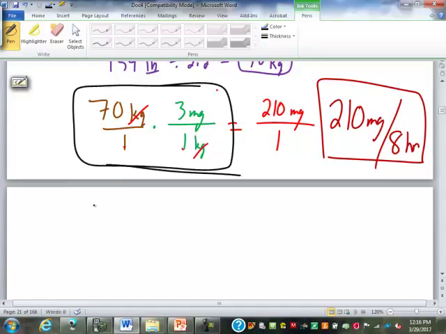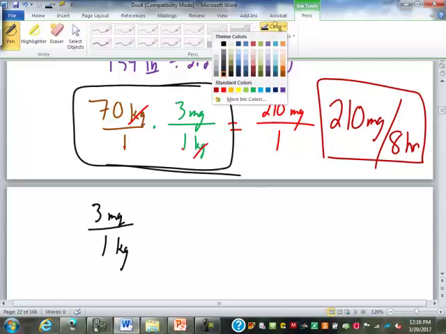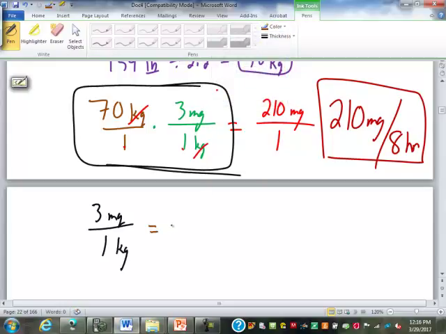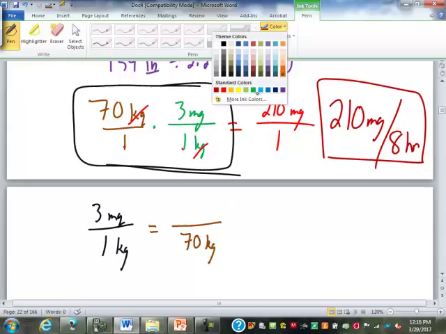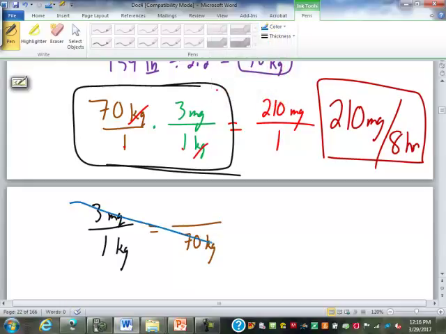We have that relationship of 3 milligrams per kilogram, so per 1 kilogram. And I would most likely set it up, okay, 3 milligrams per 1 kilogram. How many milligrams then per 70 kilograms? Then we'd cross multiply and divide. 3 times 70 is 210, divided by the 1 kilogram, divides out the kilograms. So it's 210 milligrams.